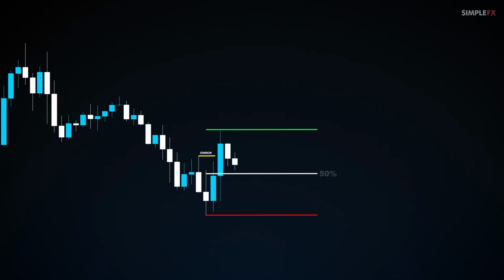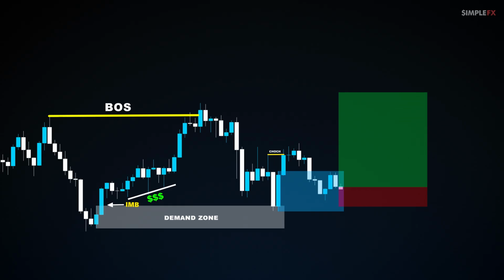We pull out the fib, mark 50%, set the buy limit. Stop loss goes just under the recent low. Leave a little breathing room. Price tags our entry perfectly. Target, the M15 high. Price rips up, smashes the target.